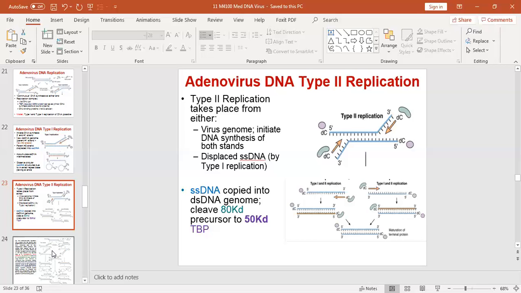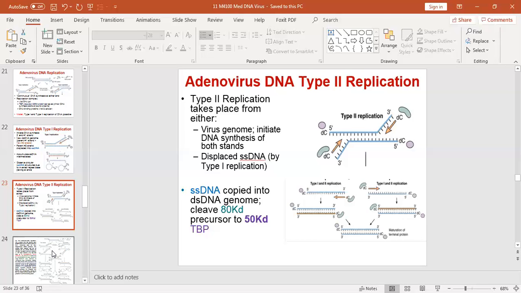Another way of doing it is to take those single-stranded DNAs that we made during type 1 replication. We can displace them and make them double-stranded, so they can serve as a template to make an additional strand. So single-stranded DNA is being copied into a double-stranded genome. It cleaves the 80 kilodalton precursor to the 50 kilodalton terminal binding protein.